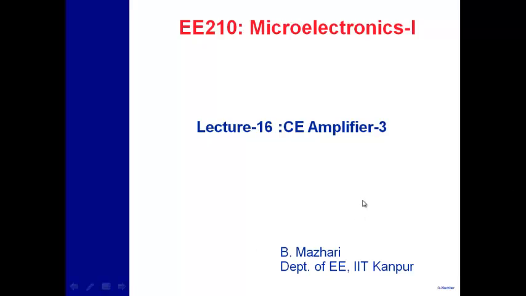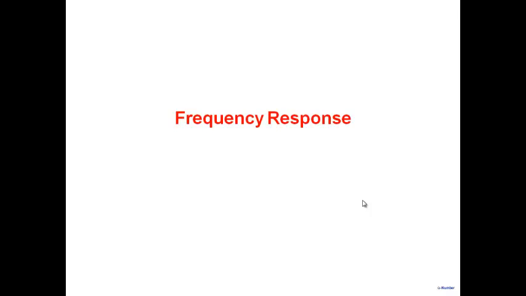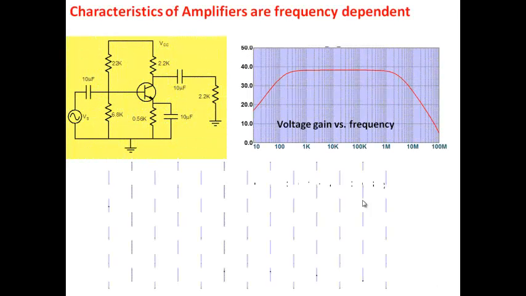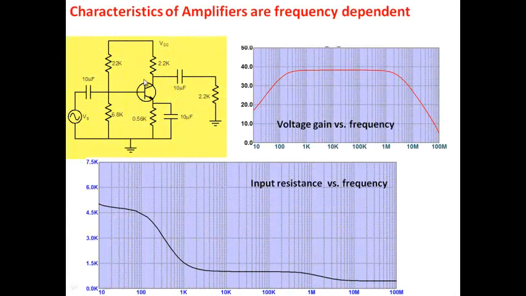The next particular aspect here is the frequency response. We have seen that because my transistor has internal capacitances, and because I've connected external capacitances here, my amplifier characteristics are in general frequency dependent. This is voltage gain versus frequency, and this one is showing input resistance versus frequency.